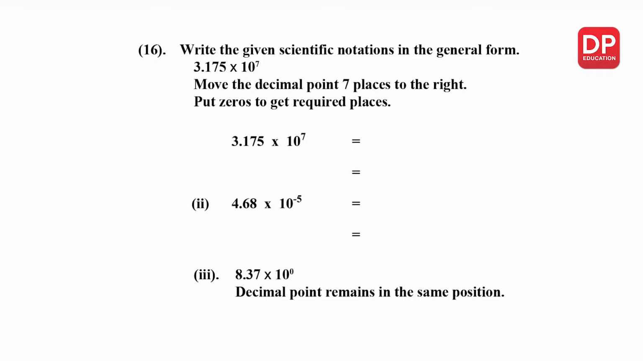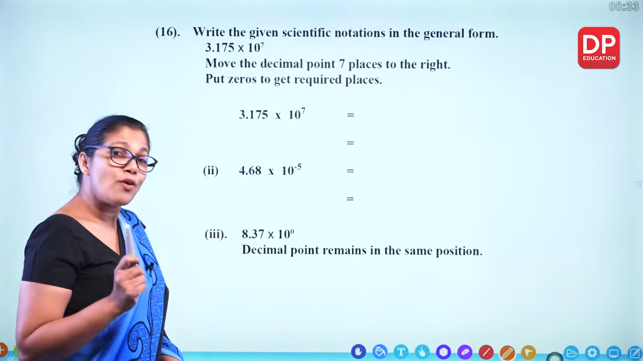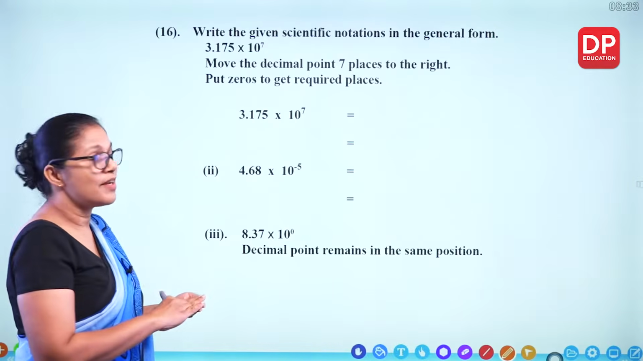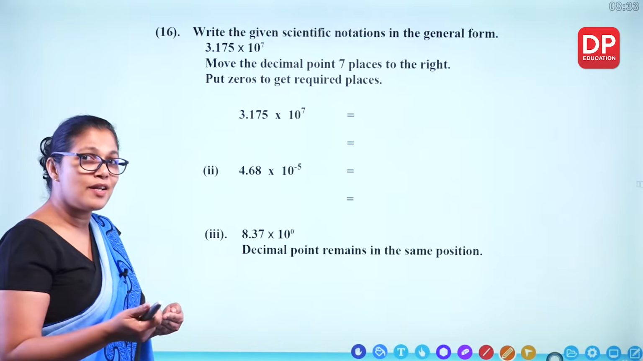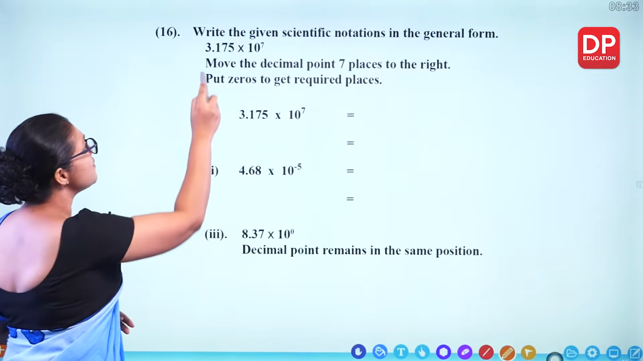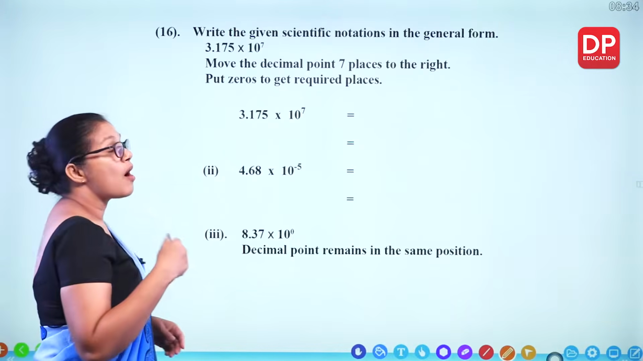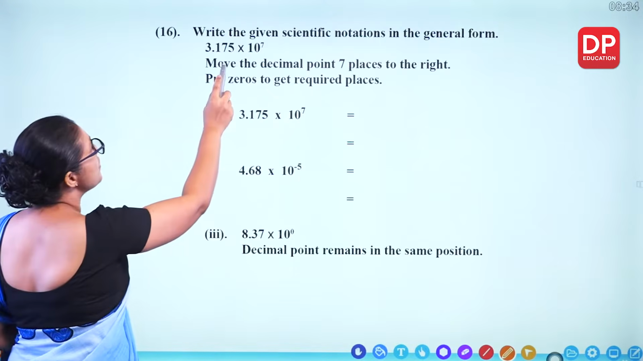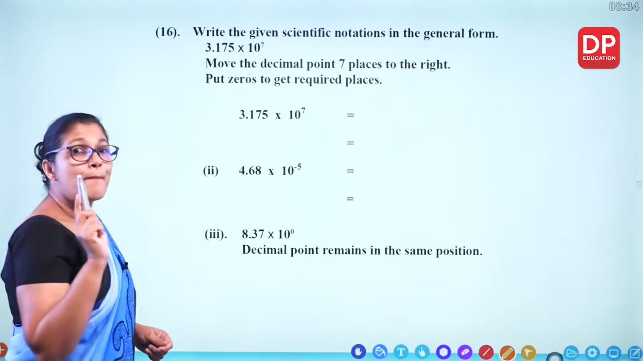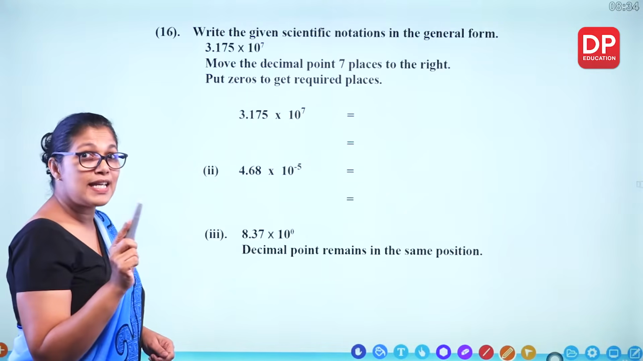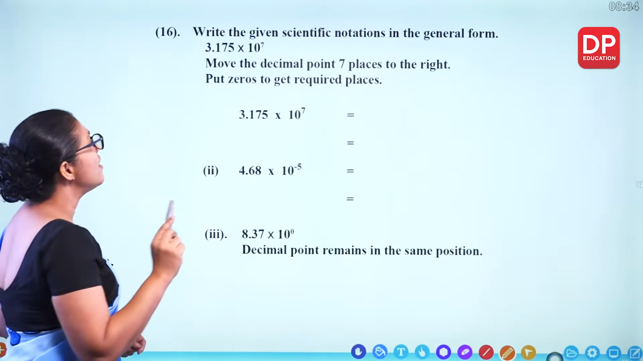Look at this one. Write the given scientific notations in the general form. Now this is reverse order. Earlier you have given the general form and you are asked to write down the number in scientific notation. Now the scientific notation is given. You are asked to write down the general form. Now what we do? Power is positive 7. So you have to move the decimal point 7 places to the right.